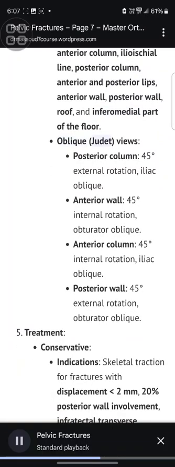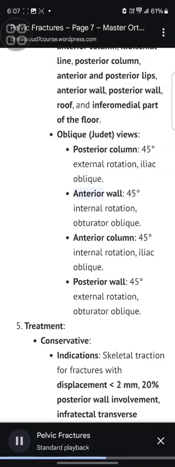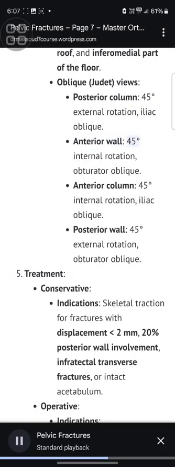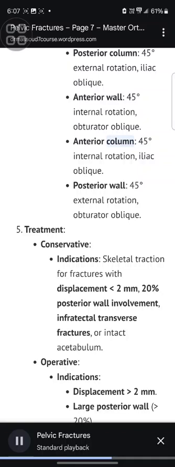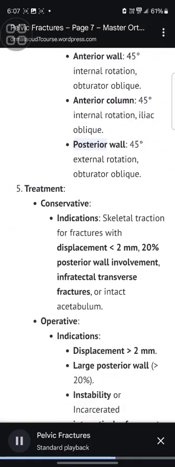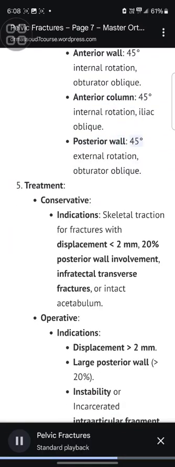Oblique Judet views. Posterior column: 45 degrees external rotation, iliac oblique. Anterior wall: 45 degrees internal rotation, obturator oblique. Anterior column: 45 degrees internal rotation, iliac oblique. Posterior wall: 45 degrees external rotation, obturator oblique.